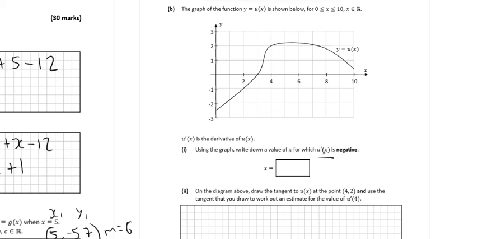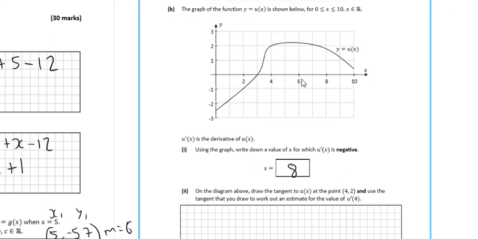So the places it's going to be negative are where it's falling from left to right. So anywhere along here, because all around here it's falling from left to right. So it's negative along there. Basically, the line is going down at those points. So you can actually pick 8, you could pick 9, 10, 7, you could pick 6 as well. It's going down there at 6, isn't it? So we'll just pick 8. You can pick any of those numbers from 6 onwards, really.